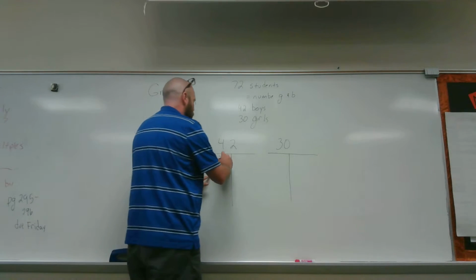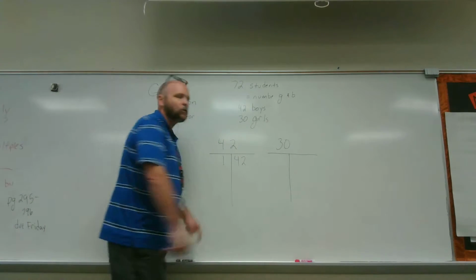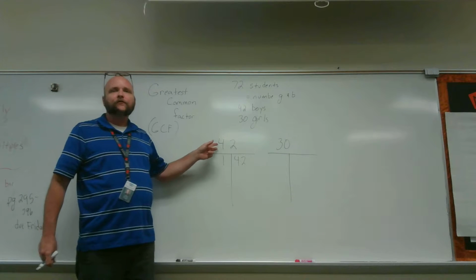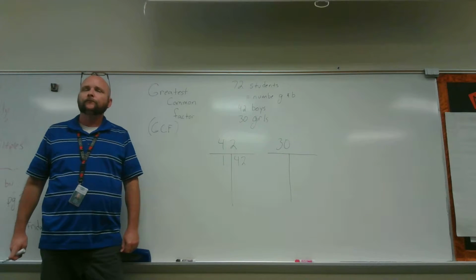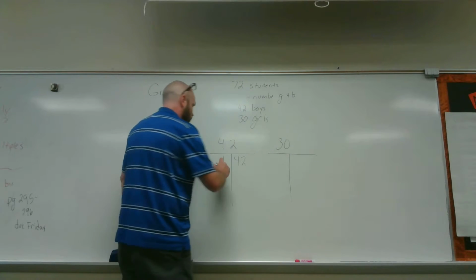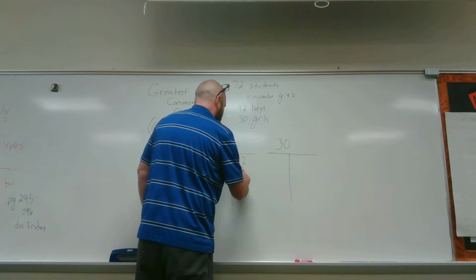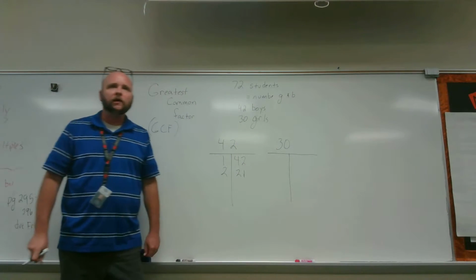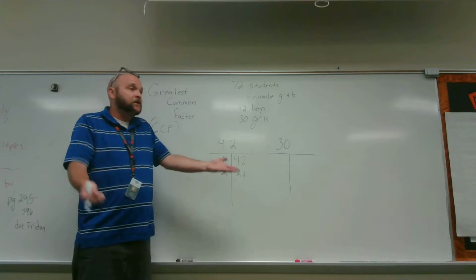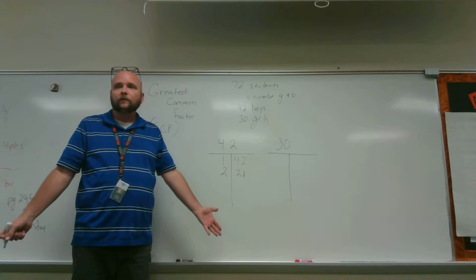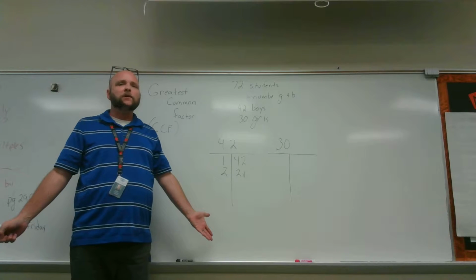So 42 is obviously 1 and 42. Is 42 divisible by 2? Yes, because it's an even number. So that's 2 and 21. Is 42 divisible by 3? What's the divisibility rule for 3? Someone help me. What's the divisibility rule for 3?